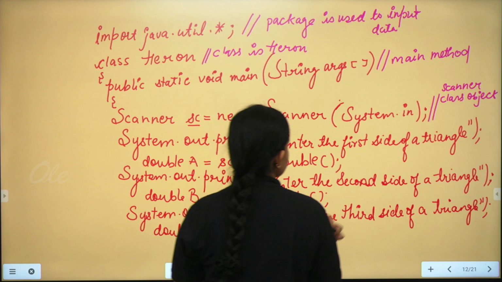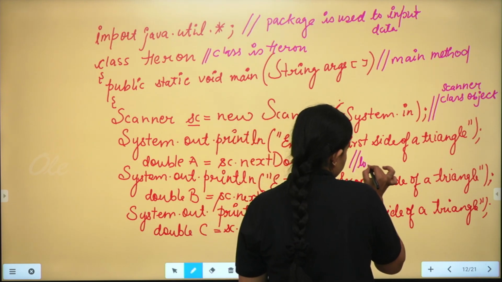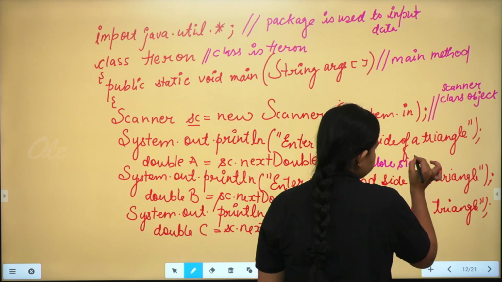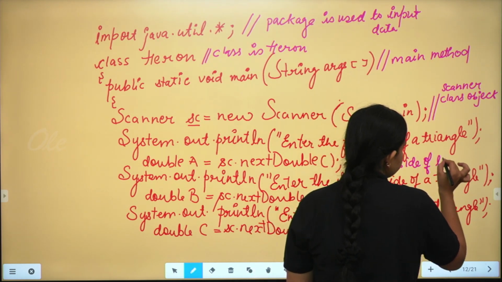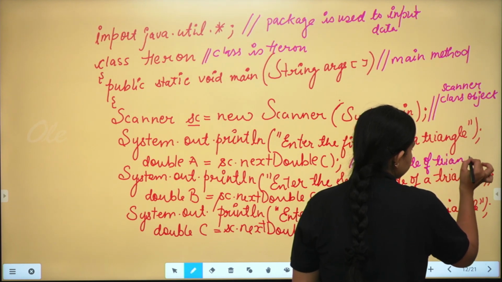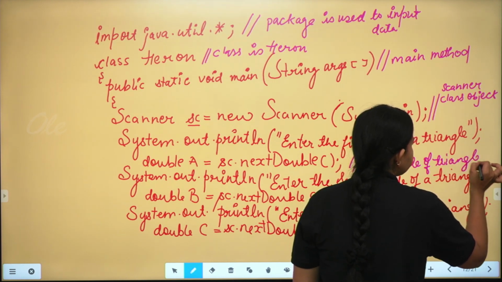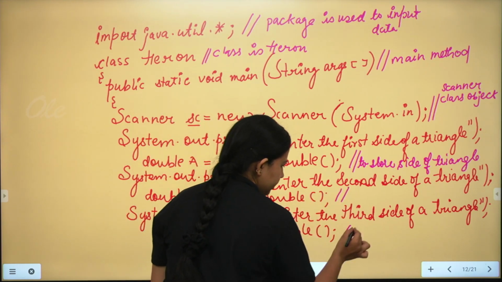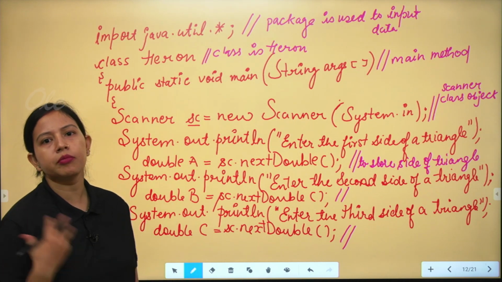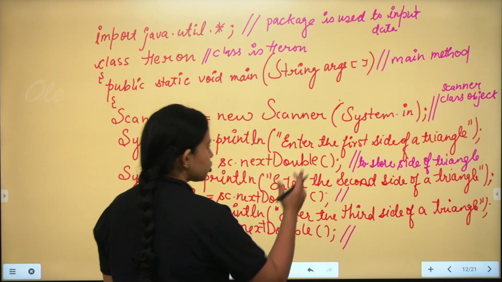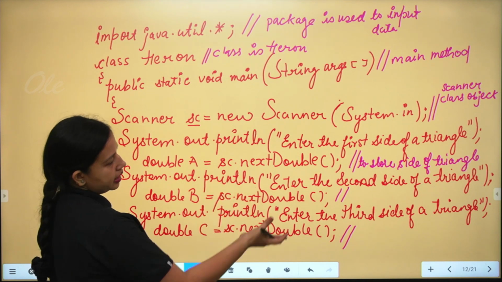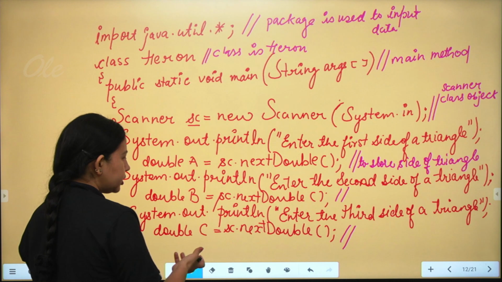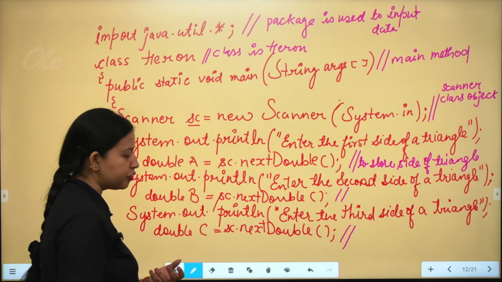After writing the scanner class object, to store side of triangle, you can repeat this command in all three, like A, then B, then C. It simply enhances the number of comments in your program because all are storing the same thing and having only the same kind of value, because we all know the triangle has three sides. So, all three variables are used for storing the side of triangle.